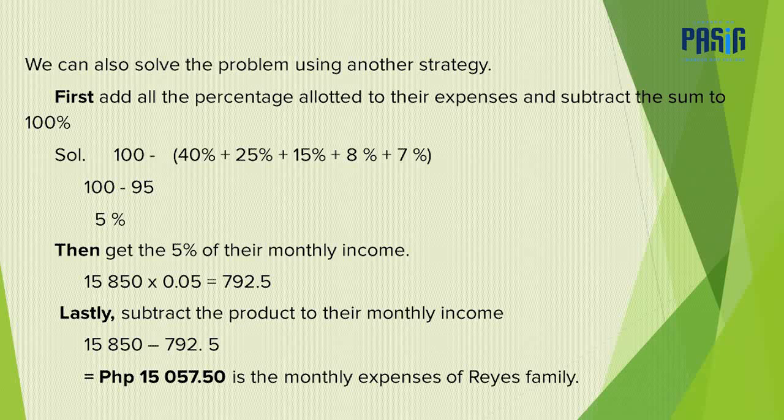So therefore, it becomes 15,850 multiplied to 5%. You need to change the 5% to decimal. So the decimal form of 5% is 5 hundredths. After that, multiply 15,850 times 5 hundredths, which is equal to 792 and 5 tenths. Lastly, subtract the product from their monthly income. So 15,850 minus 792 and 5 tenths is equal to 15,057 pesos and 50 centavos, and that is the monthly expenses of the Reyes family.